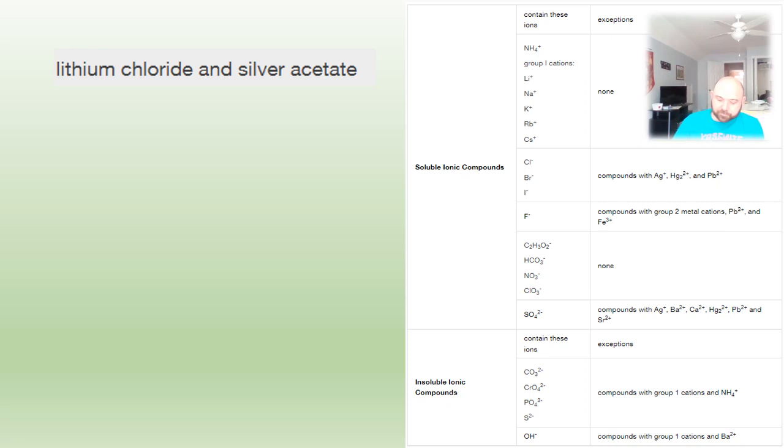And so lithium chloride, both lithium and chloride are 1 ions, lithium being a +1 and chlorine being a -1, makes the formula for lithium chloride LiCl, plus silver acetate. So silver is Ag, and it's a +1 ion.